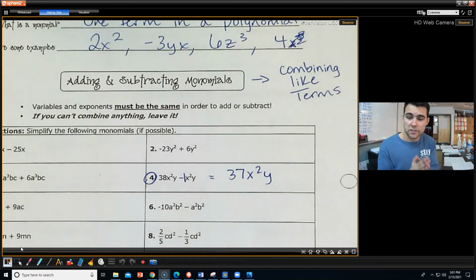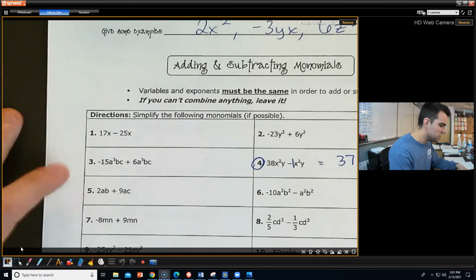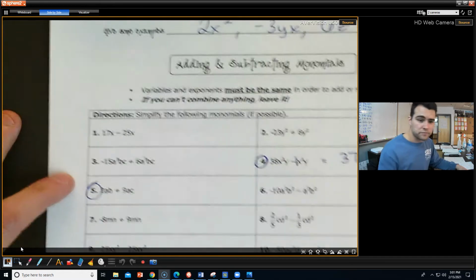And that's it. That's all it comes down to with adding and subtracting. It's really not that bad. Really not that bad. Okay? Let's look at something a little bit more complicated. Just a little bit. Like number 5 real quick.